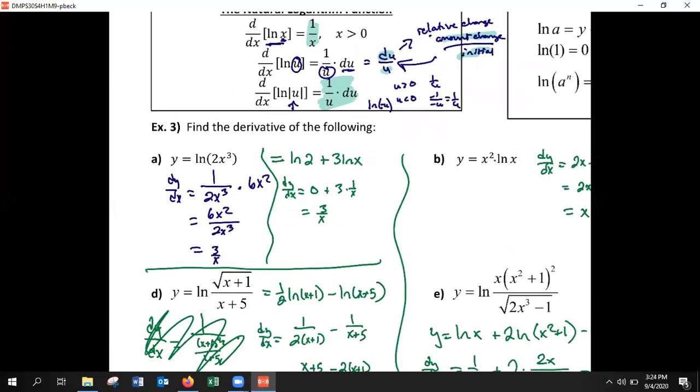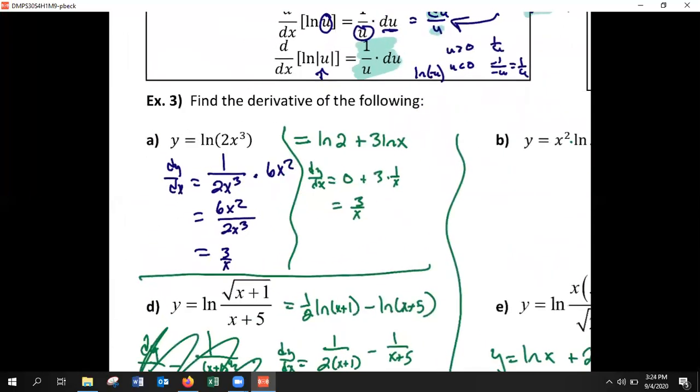So with that said, we begin by saying, okay, what is our outermost function? Our outermost function is the natural log function. And how does the natural log function's derivative work? We take 1 over what's inside, so the outermost derivative, times the derivative of what's inside, which is 6x squared. And if you see, that simplifies to 3 over x. One of the reasons why I love logarithms is because once you understand the properties of logarithms, you know how to play with them.